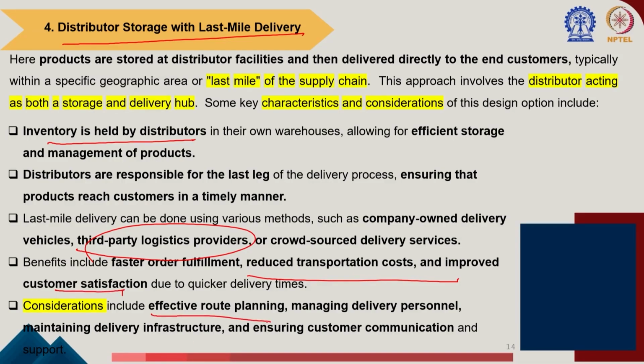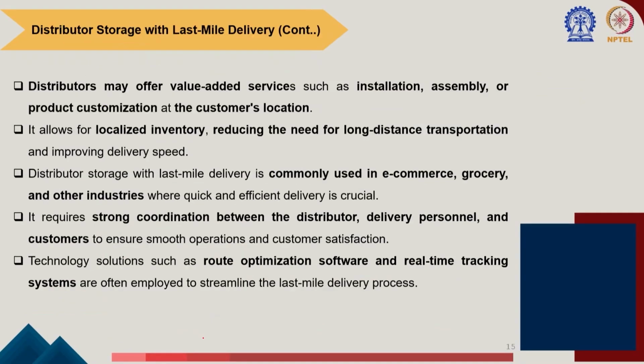We need to go for efficient route planning, how we can maximize order delivery so that on a particular route we can deliver the maximum orders. Managing delivery personnel, maintaining delivery infrastructure, and ensuring customer communication through the end mile delivery, right. The distributor may offer some value-adding services, like we told, if you are taking some home appliances, so installation, assembly, and product customization can be there, right.